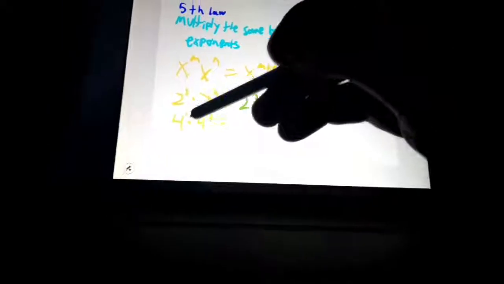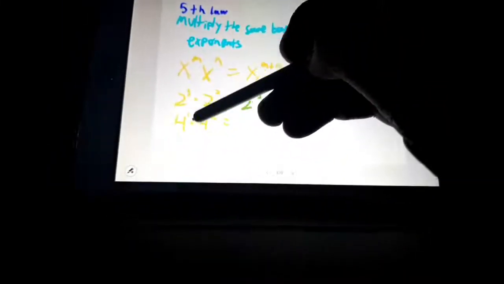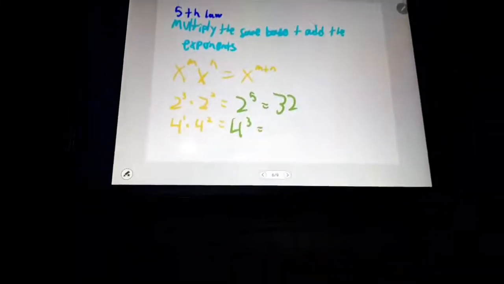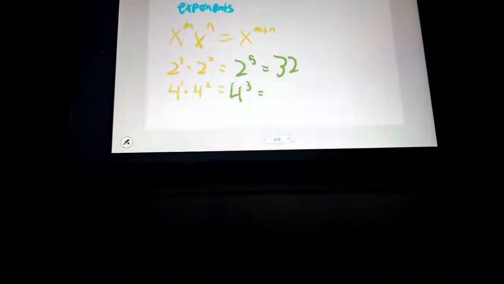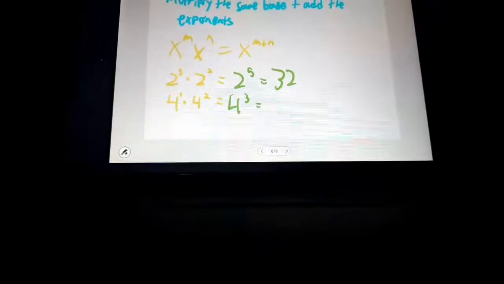At saka, another example is 4 raised to 1, then times 4 raised to 2. So, maging 4 raised to 3, or kung gusto mo ulit mag-simplify, magiging 64 na yun.